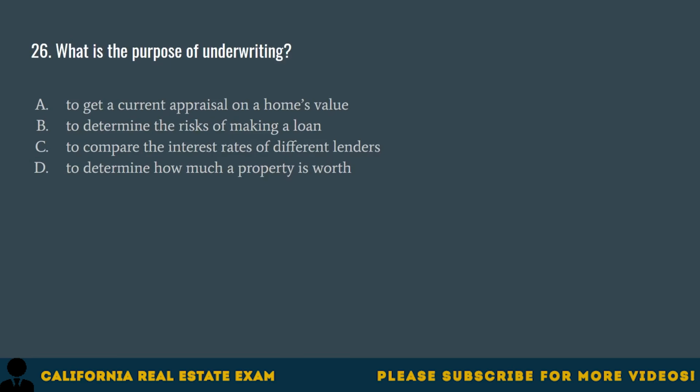Question 26. What is the purpose of underwriting? A. To get a current appraisal on a home's value. B. To determine the risks of making a loan. C. To compare the interest rates of different lenders. D. To determine how much a property is worth. The correct answer is B. To determine the risks of making a loan.